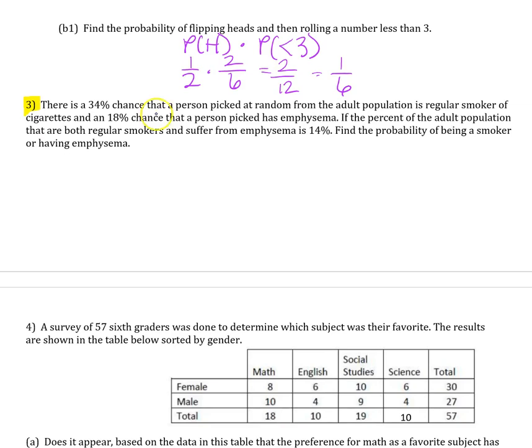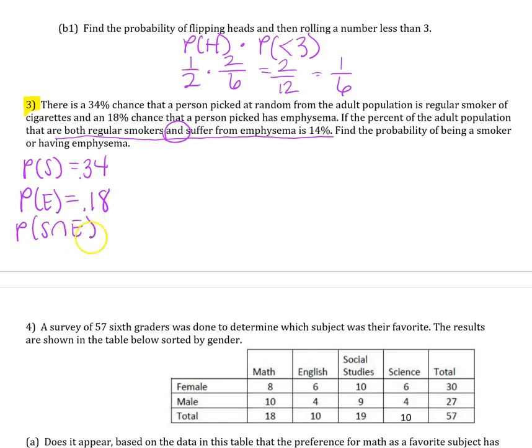All right, there's a 34% chance that a person picked at random from the adult population is a regular smoker. I'll do probability, smoker is 0.34. 18% chance that a person picked has emphysema. Probability of emphysema is 0.18. If the percent of the adult population that are both regular smokers and suffer from emphysema is 14%, so S and emphysema is 14%, find the probability of being a smoker or having emphysema.